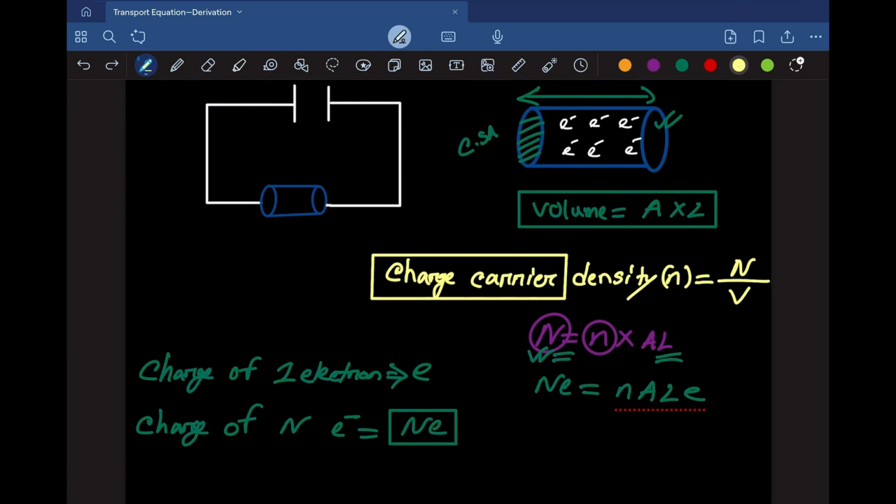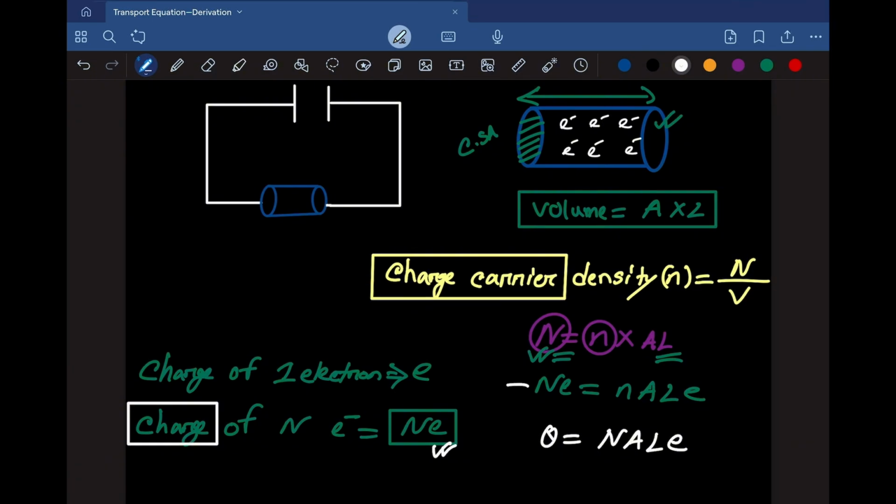Now the next thing that we will do is, we know charge is equal to nALe, right? The charge of n electrons is ne. So this is the charge of one electron. That's why we have written Q is equal to nALe, because charge is equal to ne and ne is equal to nALe. So here we can write charge is equal to this nALe, excluding this one right now, because this is what this means, right? So we have excluded that part. So we know charge is equal to nALe.